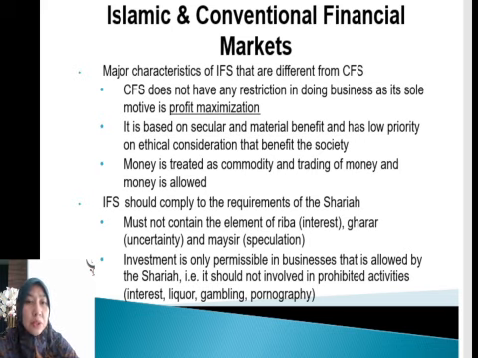The conventional market is based on secular and material benefit that has low priority on ethical consideration that benefits the society. Money is treated as a commodity, and trading of money is allowed, meaning that they can gain a profit by selling money. In Islam we can't get a profit by trading money. We are only allowed to get a profit from trading of goods and services, not from money. Money is just a medium of exchange in the transaction.